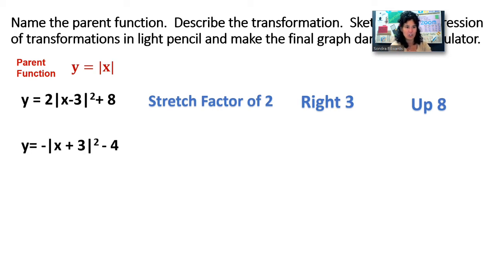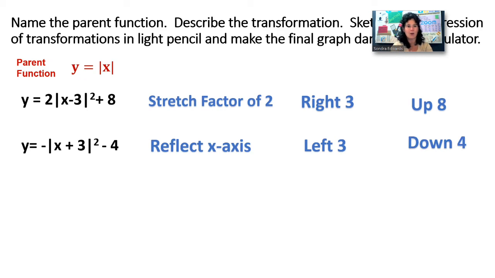Here's another equation. Wake up in the morning and stretch. We don't have any stretches or compressions. So next we're focused on check our reflection before we walk out the door. This negative out front, that is because the function was multiplied by -1. So we're going to have a reflect across the x-axis. And then inside grouping symbols, that +3 is going to move us left 3. And then -4 outside of grouping symbols is down 4.